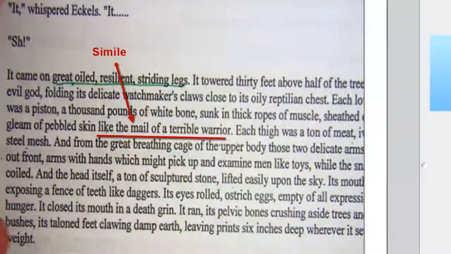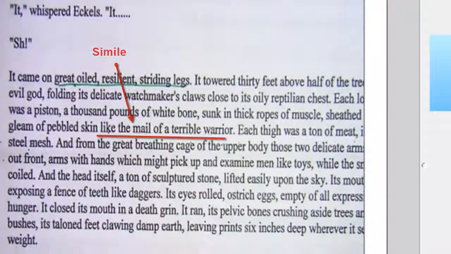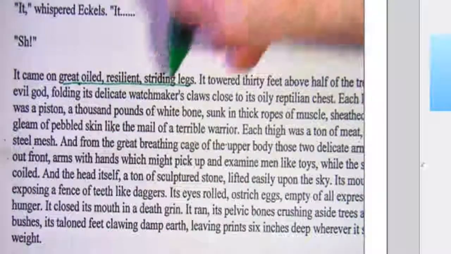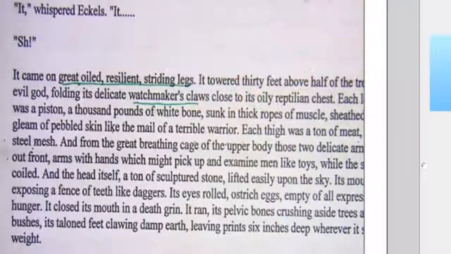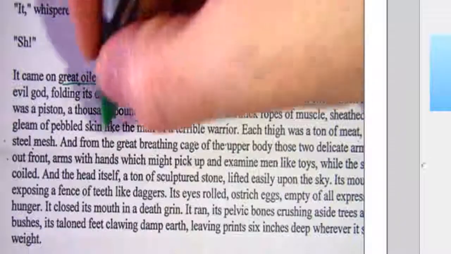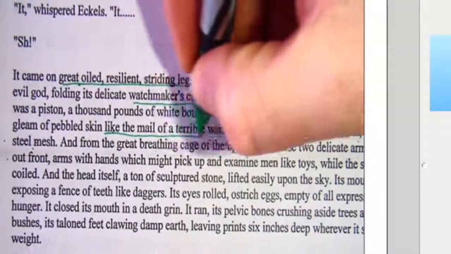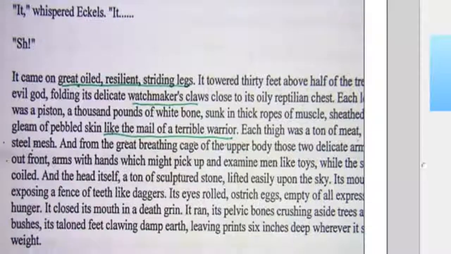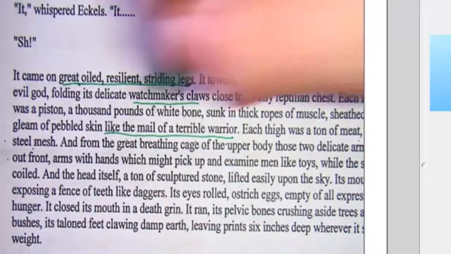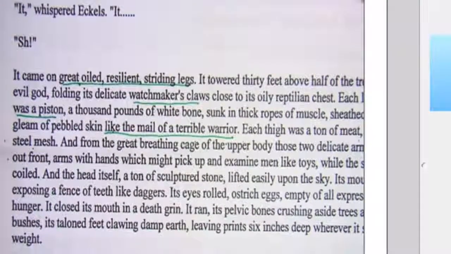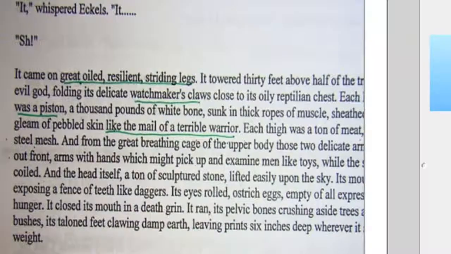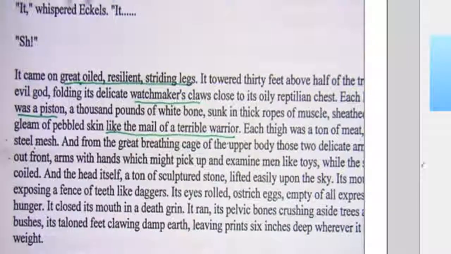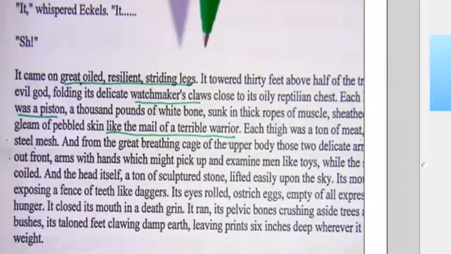So this is awesome imagery because there's a lot of figurative language in there. You have all type of metaphor, watchmaker's claws. You also have simile, like the mail of a terrible warrior. All right, so that's really, really spectacular. You also have each lower leg was a piston. So again, another metaphor there. But if you keep looking at that page, just above it, you also see other examples that you can use.